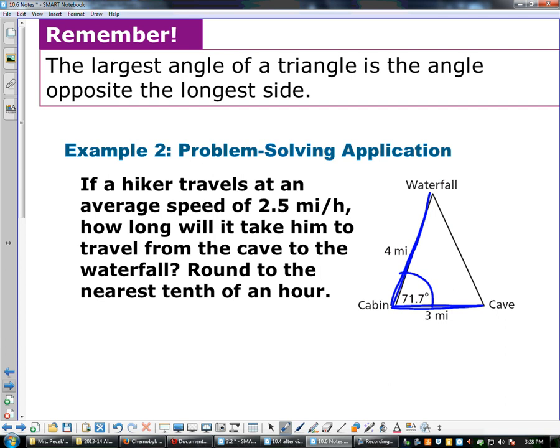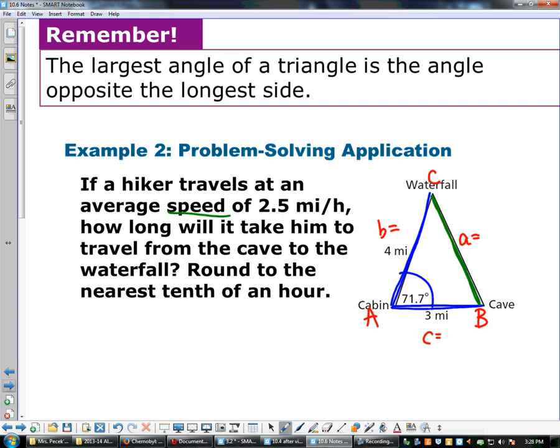Oh, 71. I cannot read numbers today. Okay, 71.7 degrees. So I want to know to travel between the cave and the waterfall. Really, I'm looking for what this side length over here is in green, and then I'll take into account the speed after I find that. If I label my triangle to help me out, let's call this A, B, C. Again, I'm just making up what these are. We know that across from this little a, I don't know what that is. Side length B is going to equal 4, and side length C is going to equal 3. So what I'm looking for is side length A.